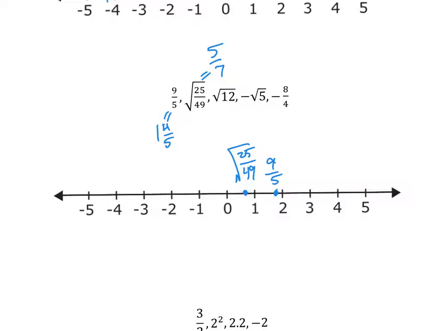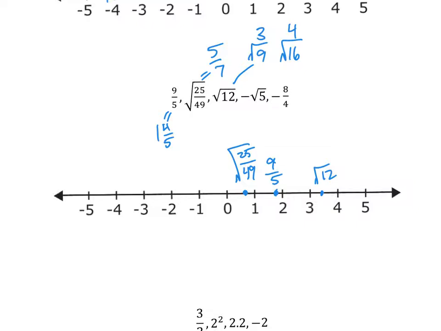Okay, the square root of 12, well, that's going to be between the square root of 9, which is 3, and the square root of 16, which is 4. The square root of 12 is pretty much in between those, but it's slightly closer to the square root of 9. So it'd be slightly closer to 3, but kind of in the middle of 3 and 4. So we put the square root of 12 about right there.